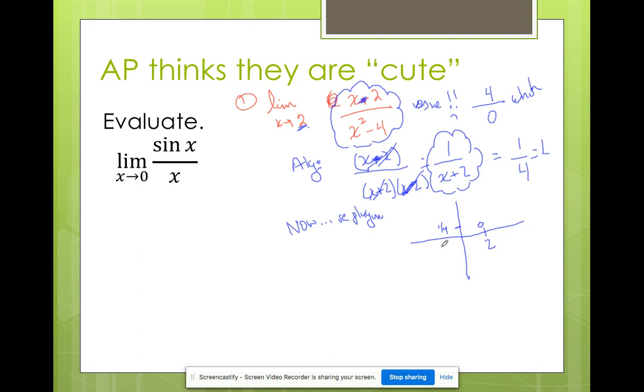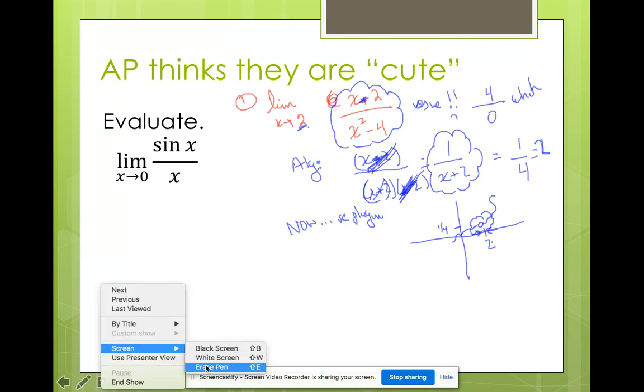Whatever the function is doing around 2, as you come to 2 from the left and the right, the function is not defined there, but because this factor canceled out, x minus 2 canceled out with x minus 2, I know that the hole exists at 2, the level is 1/4, and I only care about the level around 2. We're going to do more like those in class, so don't worry, but I wanted to show you one example before we got to class.